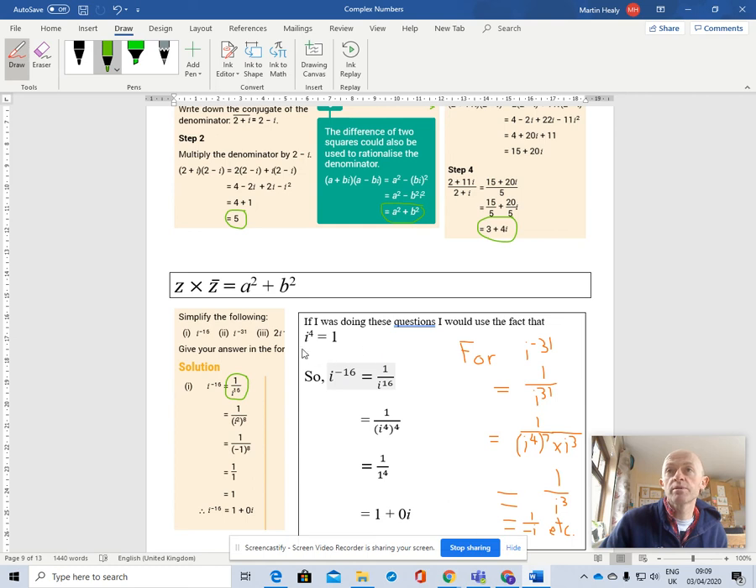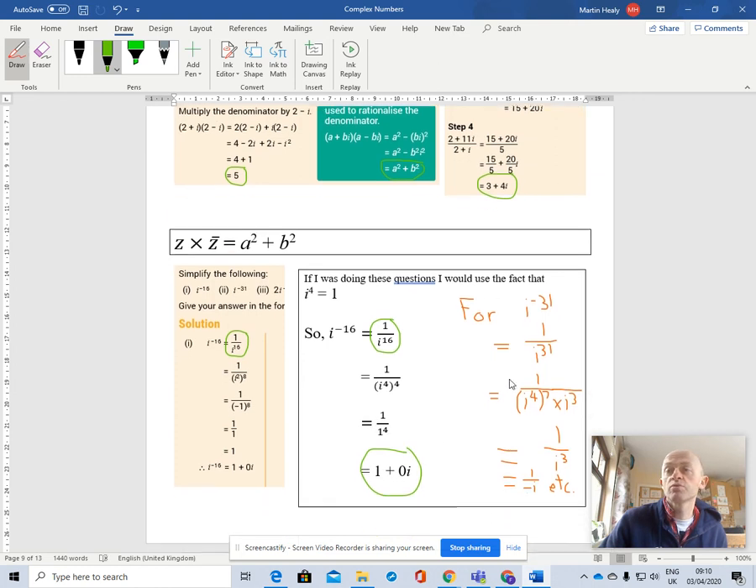If I was doing these questions, I'd probably use the fact that i to the power 4 is equal to 1. So the same again here, i to the power minus 16 is equal to 1 over i to the power 16. That's equal to 1 over i to the power 4 to the power 4. But i to the power 4 is equal to 1. So you end up with 1 as well.